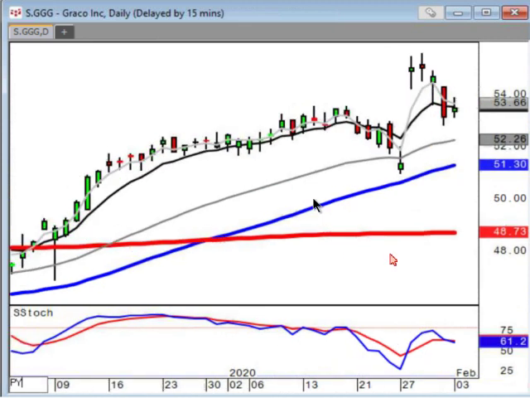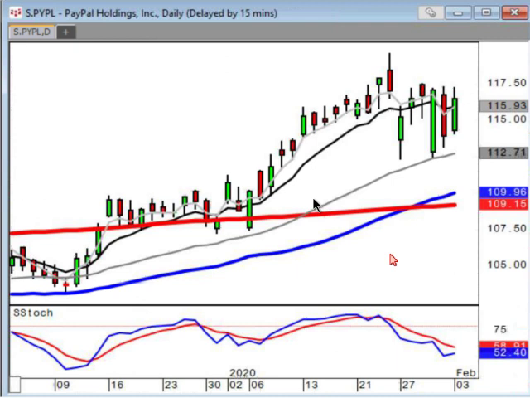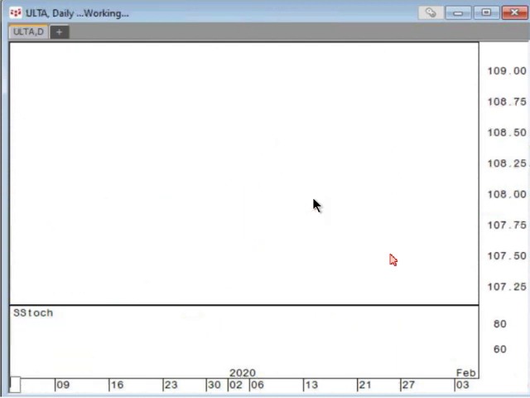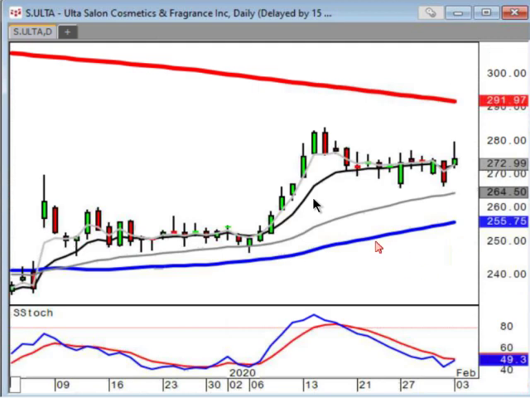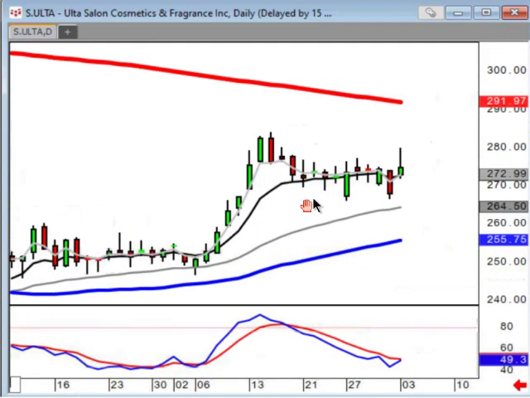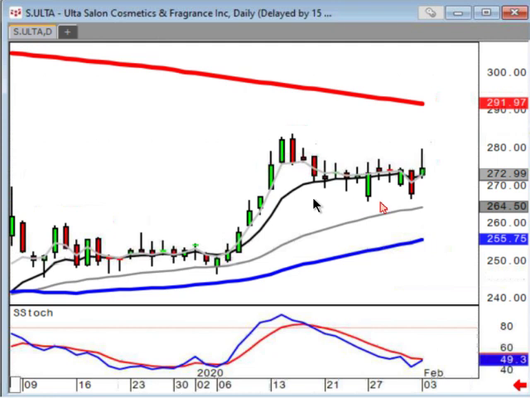PayPal. Yes. PayPal doing a stick sandwich. Let me see if I need to come right back. And Alta, nothing great here yet, but it could be doing a bullish flutter kicker type signal.